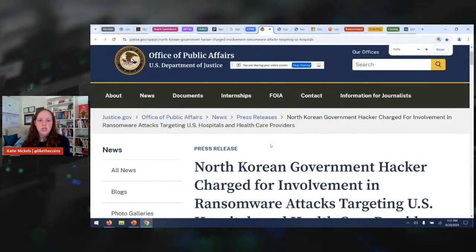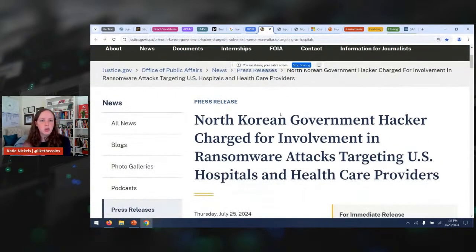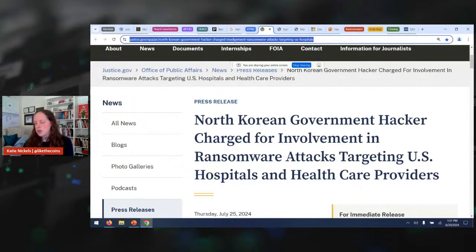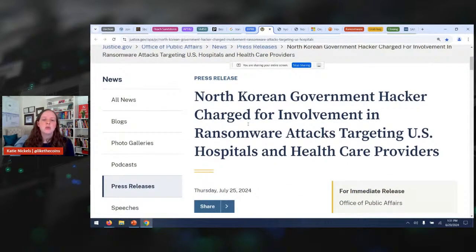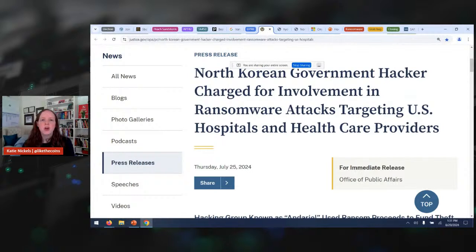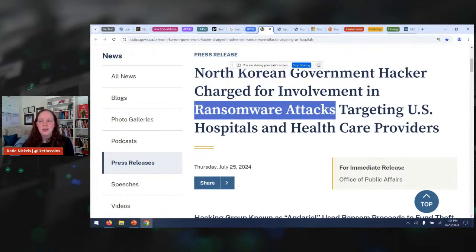One of our nation state actors that, especially if you're in the US or you're in South Korea, Southeast Asia, is worth paying attention to. If you've joined our live stream before, you know that I find indictments from the US government and other governments to be really interesting. And so you might have seen this indictment against a North Korean actor charged for involvement in ransomware attacks.